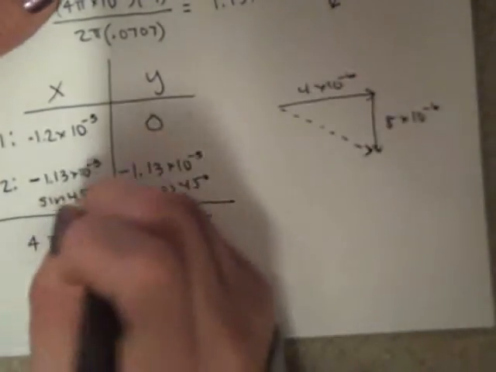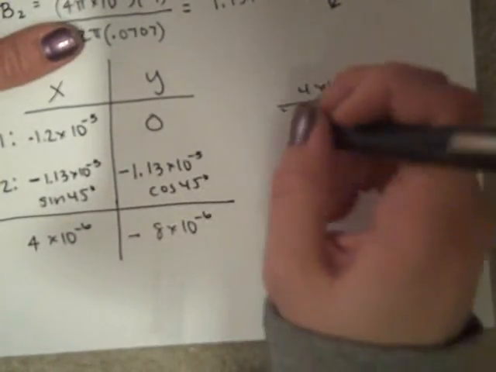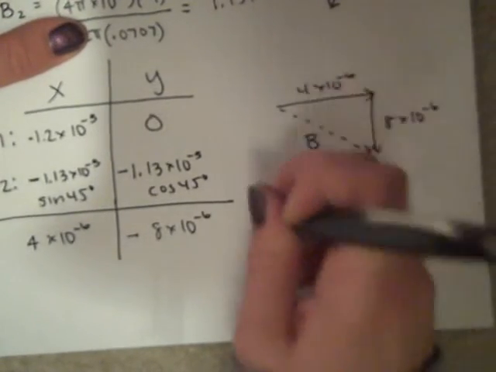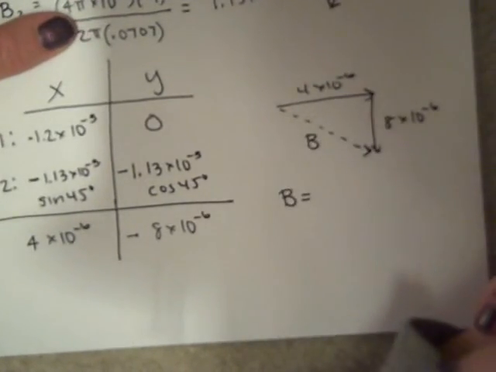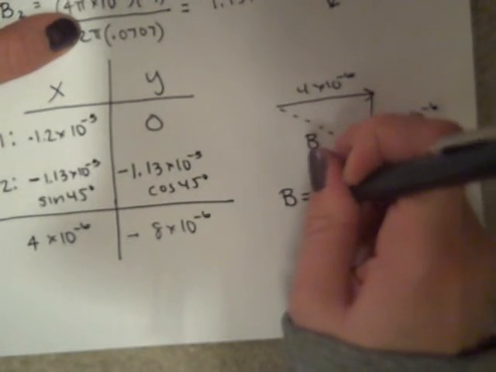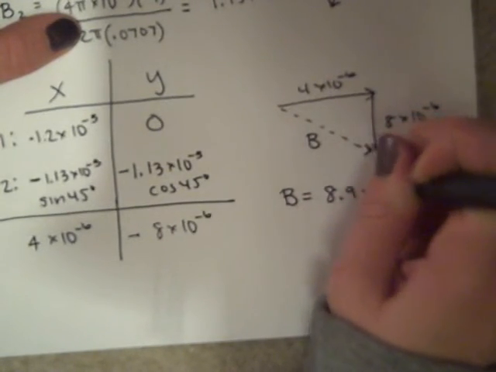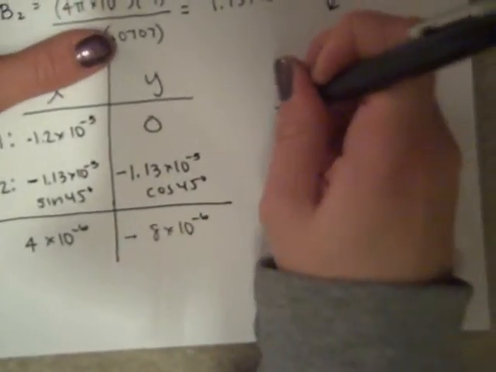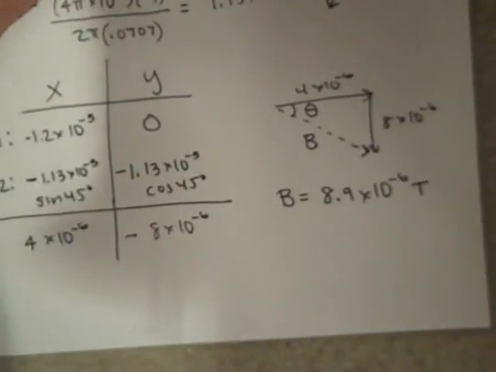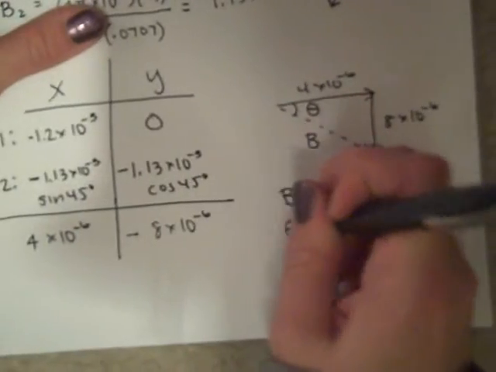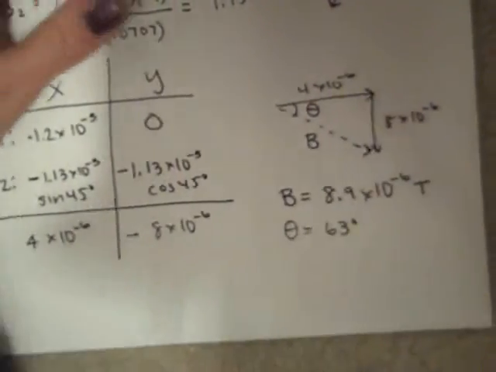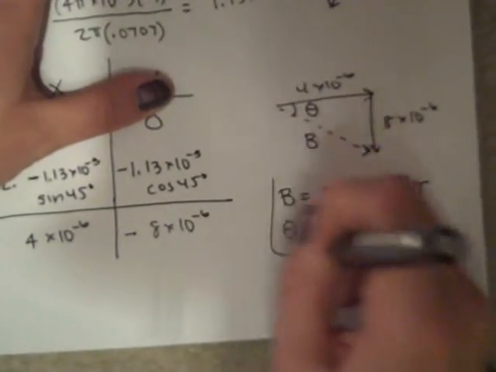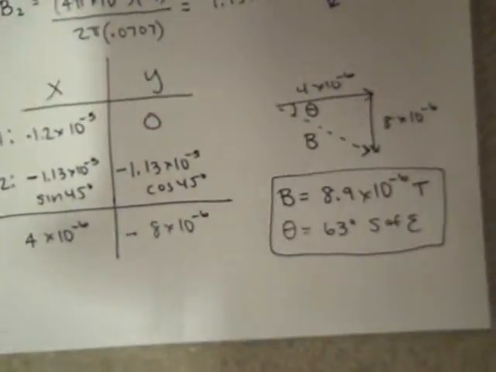And my resultant right here is going to be found using trig, and I'll just call that B. And in the end, using the Pythagorean theorem, you can get B to be 8.9 times 10 to the negative 6 Teslas. And your angle, which is going to be between the two tails there, where I labeled theta, should be 63 degrees. So that would be 63 degrees south of east. So all this together will be your answer.